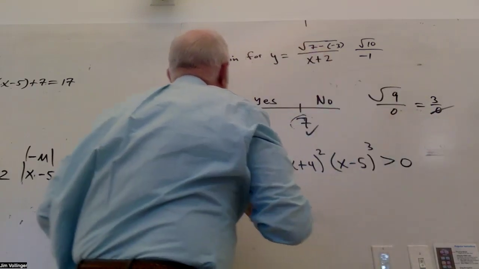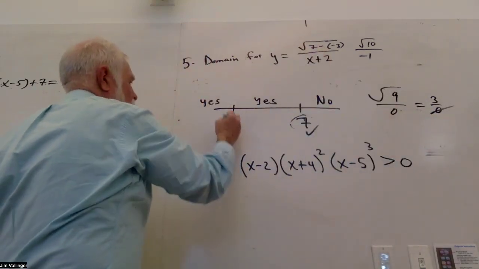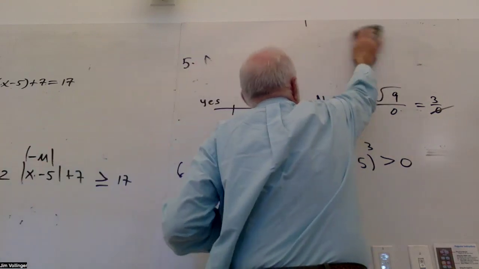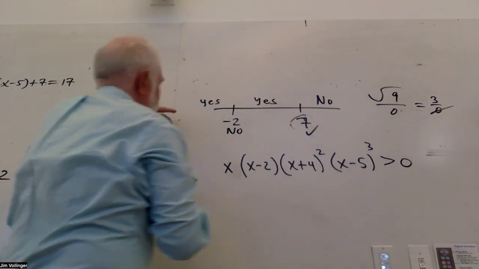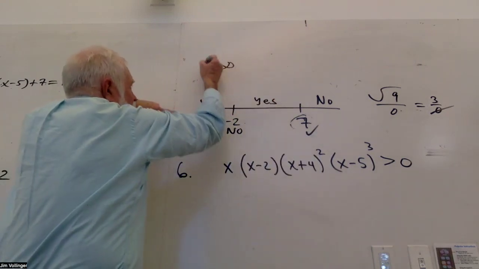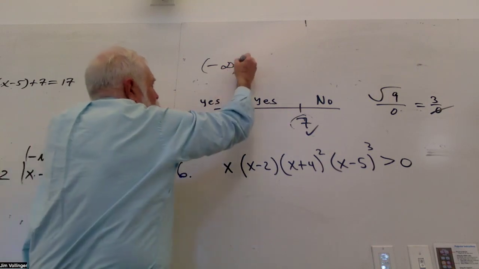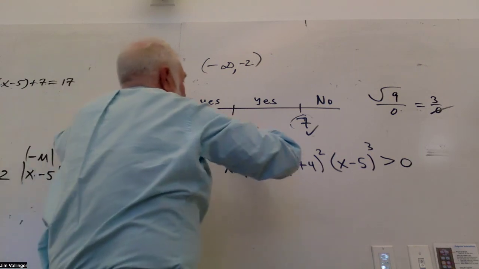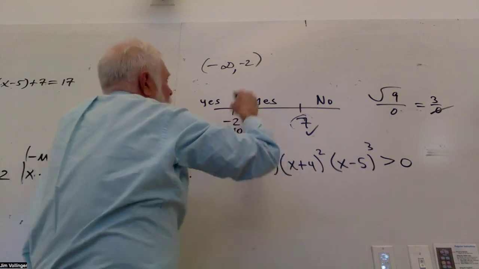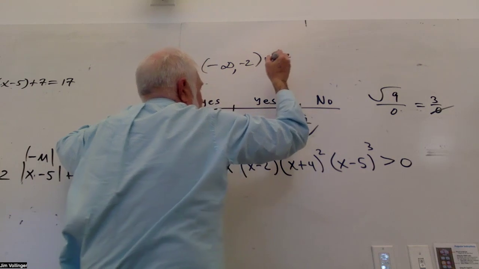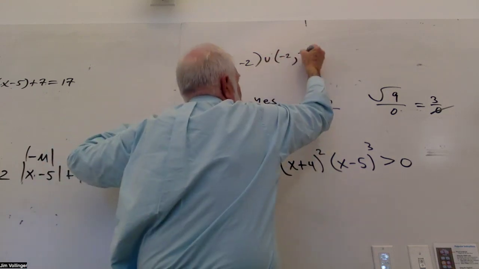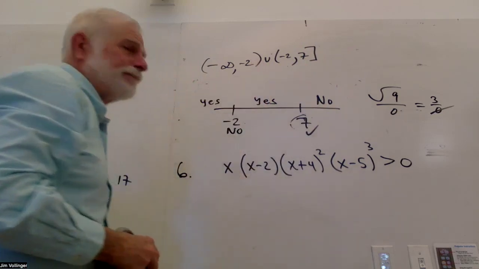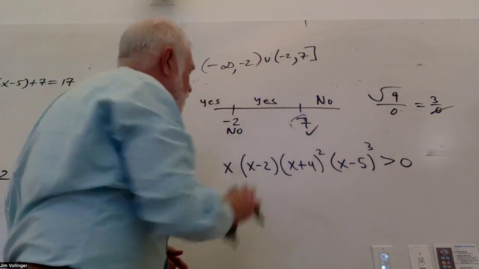So what do we have? We have a yes here. We have a no here. And now we're going to write this in interval notation. So what do I see? I see -infinity, which cannot be bounded, to -2, which does not work. What does work? -2, which doesn't work, to 7, which does, bracket, and no. So that's it. There's your answer. Try to learn interval notation.